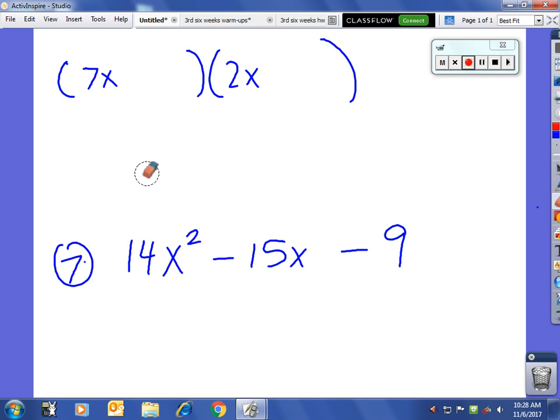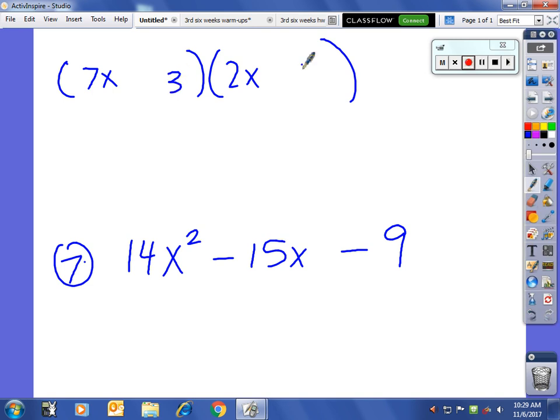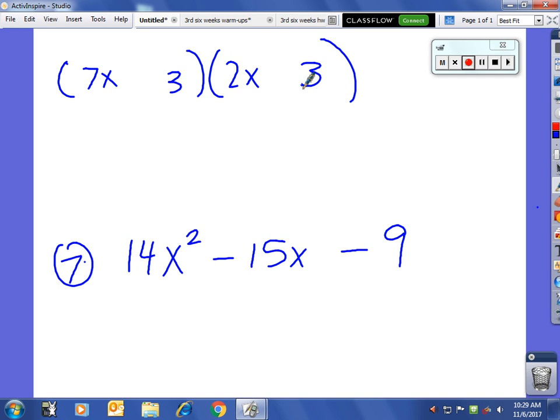Was 7 and 2 the winner? What about for 9? Is it 9 and 1 or 3 and 3? It's 3 and 3 because look what I get there. But again, I'm going to hold off on my signs. I would get 6x and 21x, which can make a negative 15. Which one would have to be negative? The 21, which came from the 7 and the 3. The 6 would have to be positive, which came from my inside products. And that does add up to negative 15x in the middle.